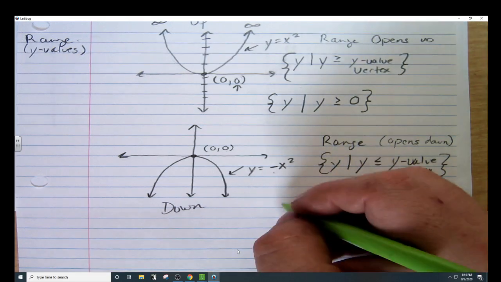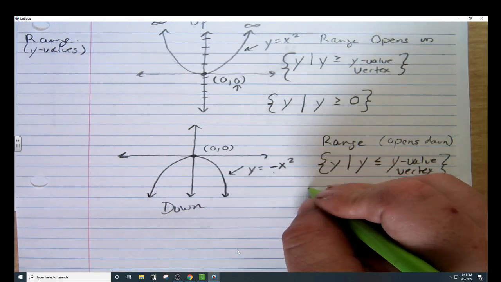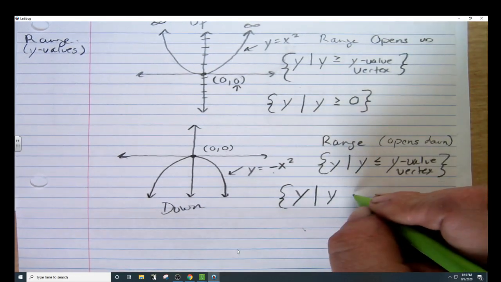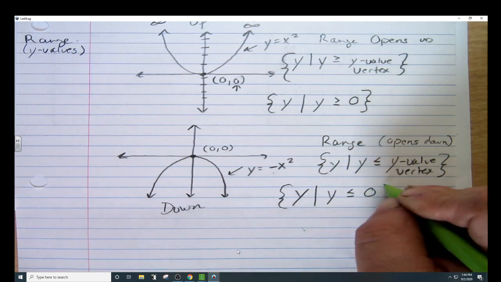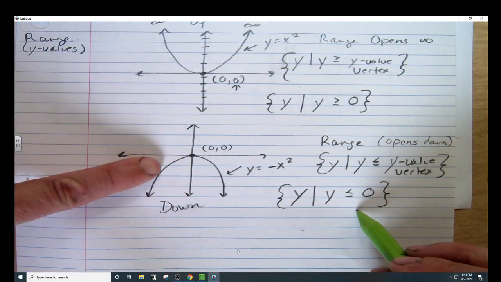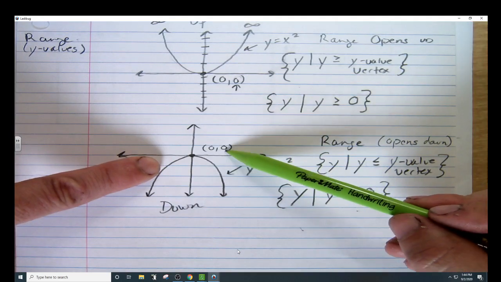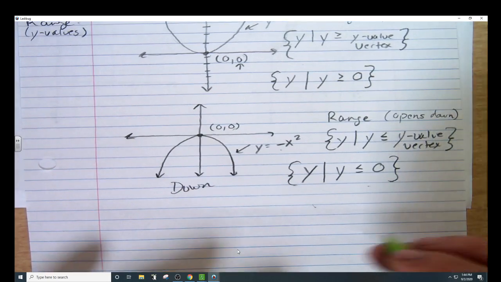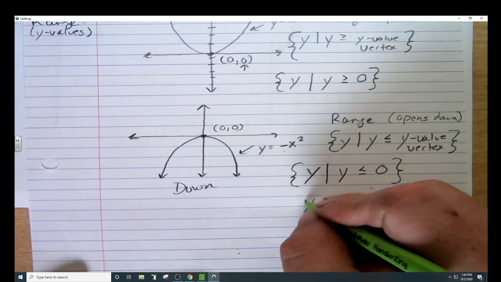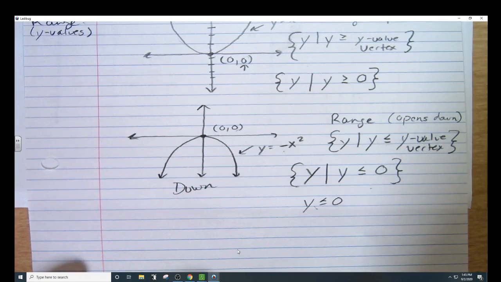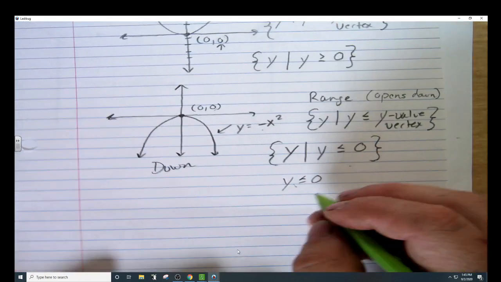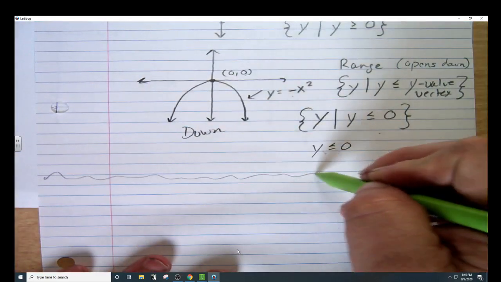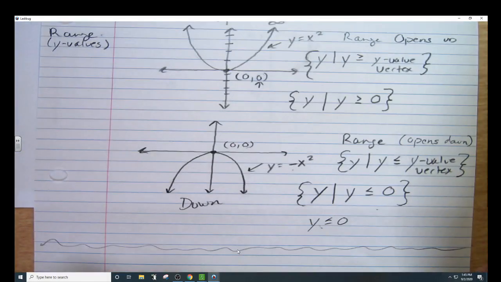Now, you may also see it like this. In this case, just y values. Well, let's do the set builder first. So y values, when y values are less than or equal to 0, that would be the range for this function. And the reason why is the y value 0 of the vertex. You may also see it this way, just y values less than or equal to 0. You may see it that way on a test. We're not going to go into interval notation because you won't see that anyway. So just remember, guys, that's range.